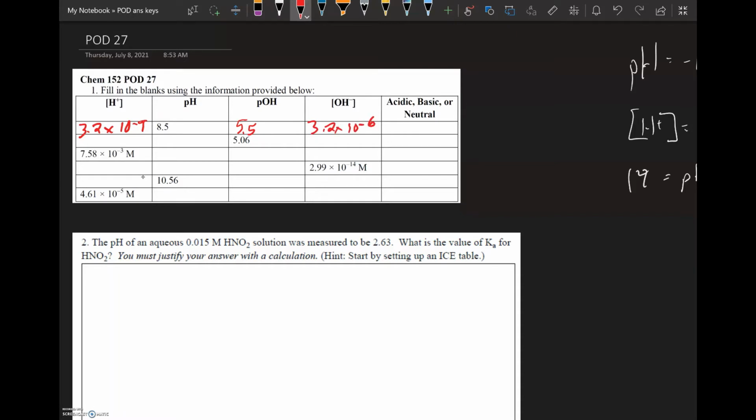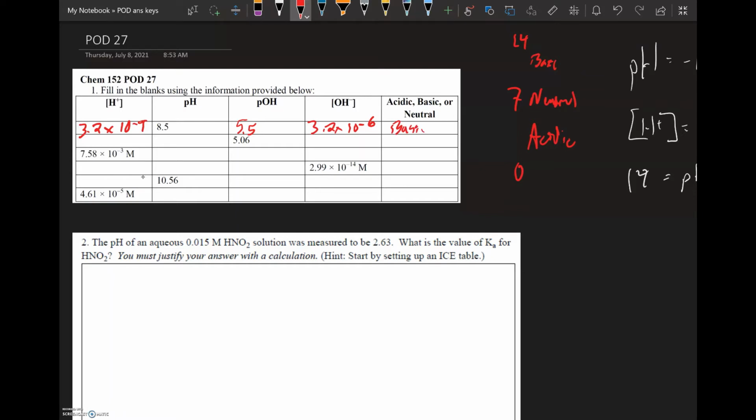Now, the last column there is asking if you can determine if it's acidic, basic, or neutral. We can, as long as we know the pH. So remember, the scale goes from 14 to 0, 7 being neutral. If you're between 0 and 7, you're acidic. And if you're between 7 and 14, you're basic. So looking at the pH here, 8.5, that is in the basic range, so that is a basic solution.